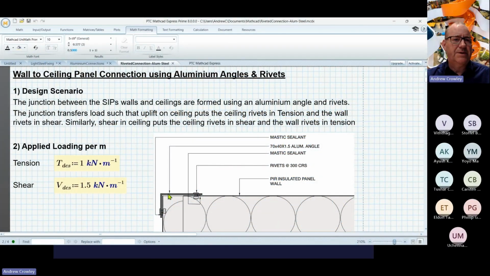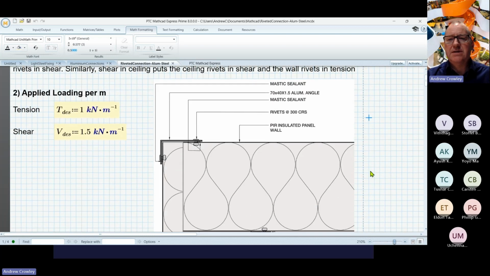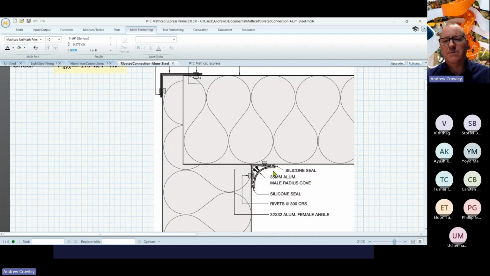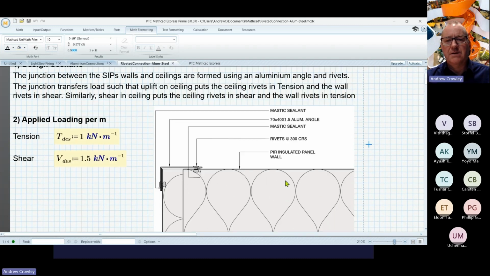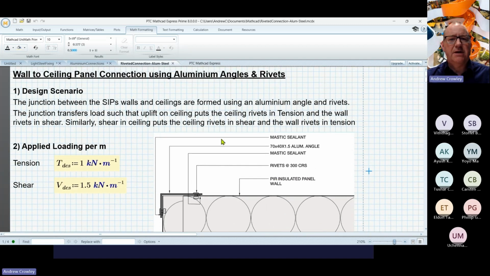And this is a common scenario that our steel-faced insulated panels are joined with aluminium angles. And the scenario is such that when you're transferring load from the ceiling to the wall, uplift on the ceiling will put the ceiling rivets in tension and the wall rivets into shear. Similarly, shear in the ceiling will put the ceiling rivets in shear and the wall rivets in tension. So depending on the scenario, your rivet will either be in shear or tension or both.